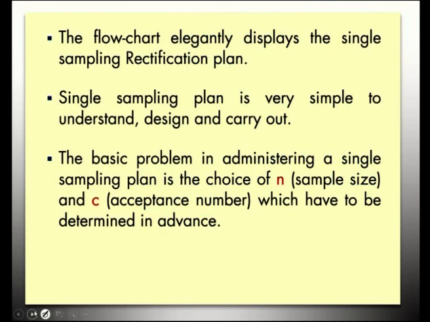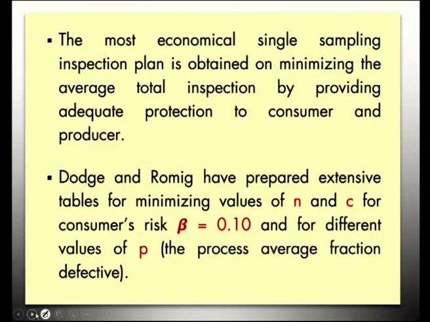The flow chart elegantly displays the single sampling rectification plan. The single sampling plan is very simple and easy to understand, design and carry out. The basic problem in administering it is the choice of n, the sample size, and C, the acceptance number, the maximum allowable number of defectives, which have to be determined in advance. The most economical single sampling inspection plan is obtained on minimizing the average total inspection, that is ATI, by providing adequate protection to consumer and producer.